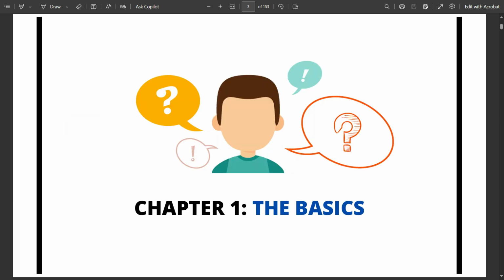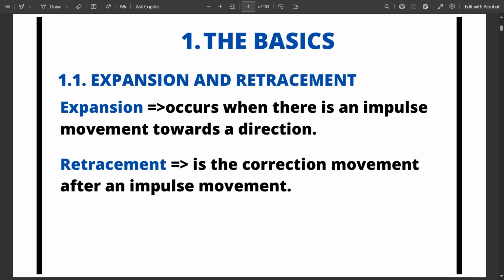The first chapter covers the basics, the fundamental principles of the entire ICT system. The first concept we'll address is expansion and retracement. What does this mean? It occurs when there is a sudden movement in one direction, whether upward or downward, followed by a retracement or correction. The correction is defined as a reversal after a sudden move. So imagine an expansion happening with momentum, for example, an upward move, and then smaller bearish candles appear as a correction. This is often the retracement.